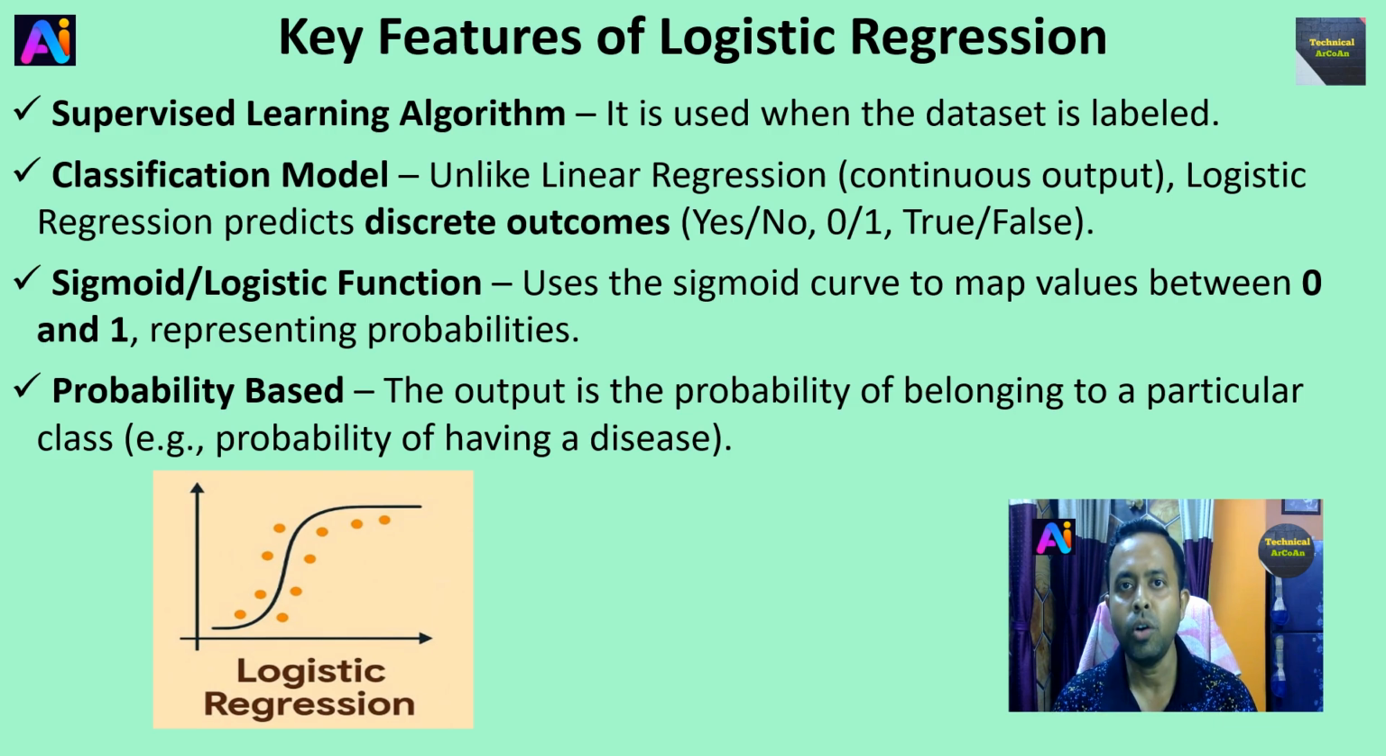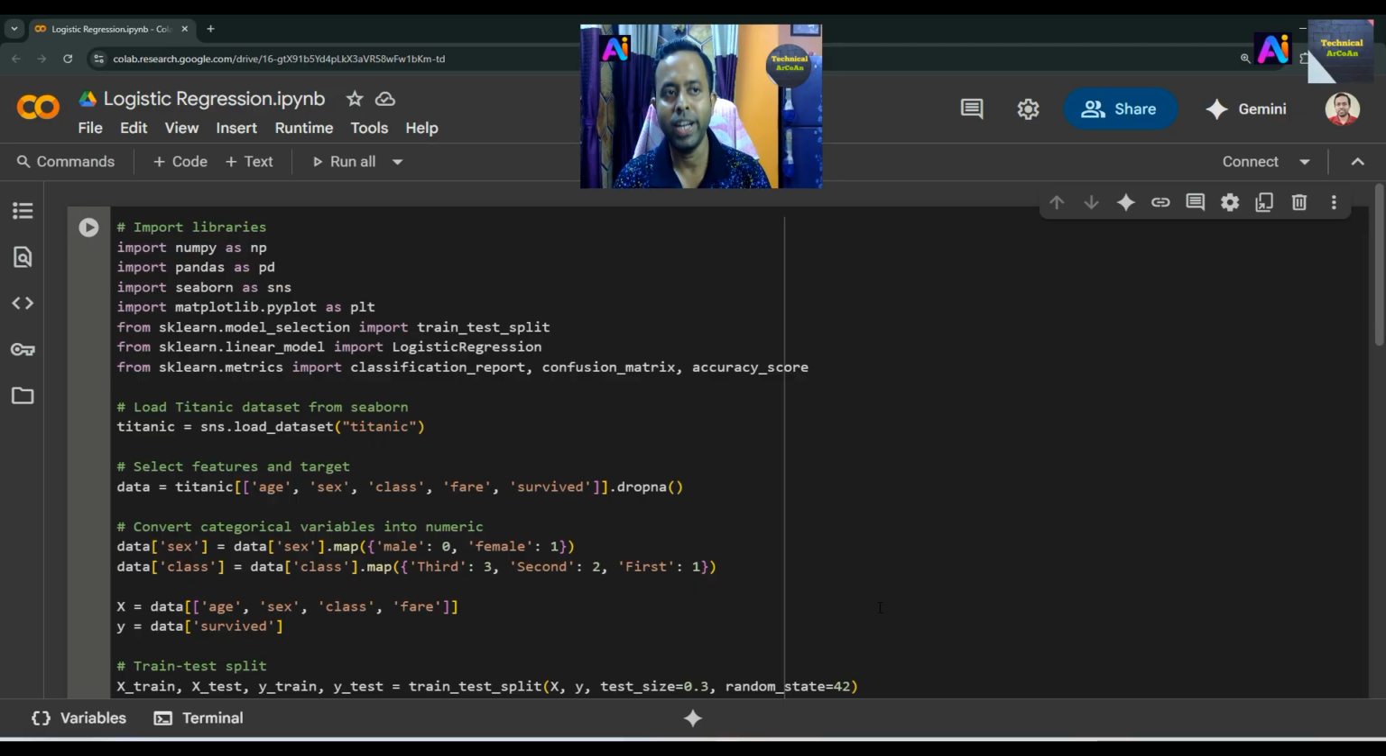Now I will go inside my Google Colab workspace and describe the logistic regression model step by step. I am already inside Google Colab, and the code for the logistic regression model is already written there, in a file named logisticregression.ipynb.